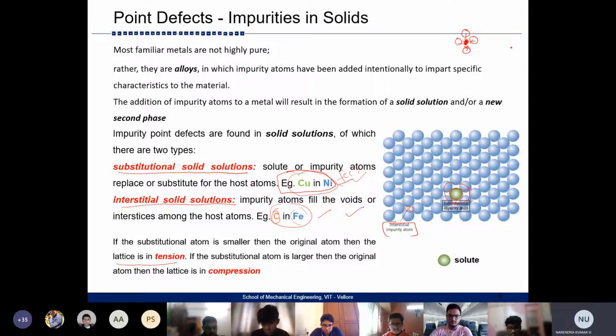And if the atom is larger, then it will try to push the lattice points outwards, making it compression. That is what compression is.